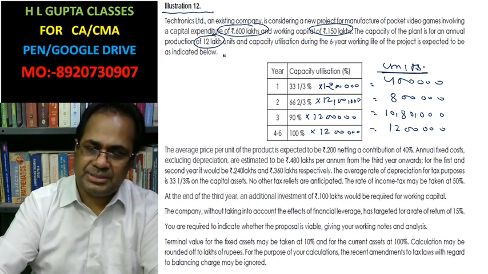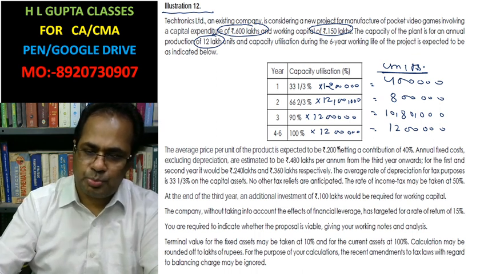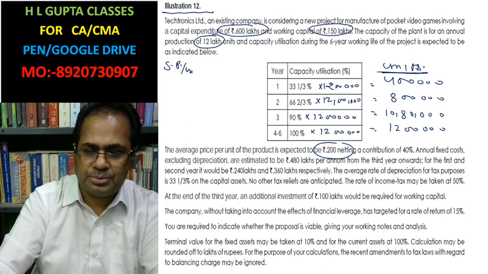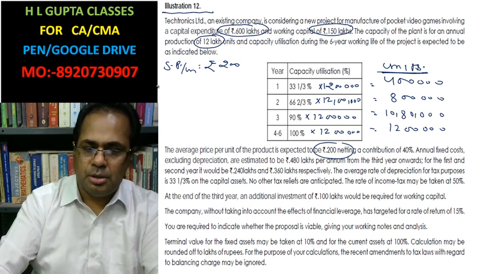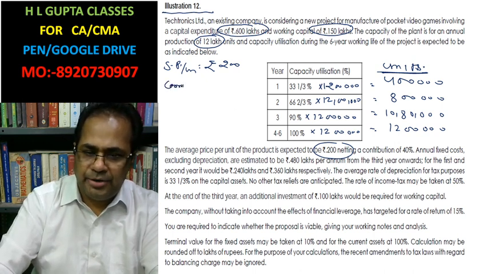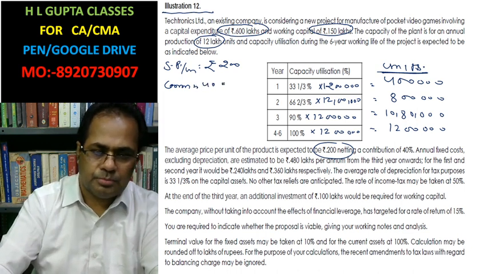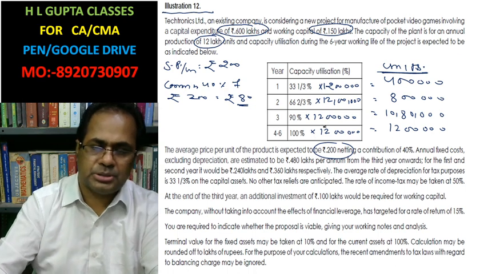The average price per unit of the product is rupees 200. That is the selling price per unit, rupees 200. And the contribution is 40%. Contribution is 40% of rupees 200, that equals rupees 80.